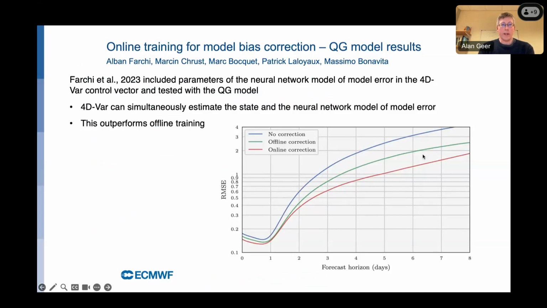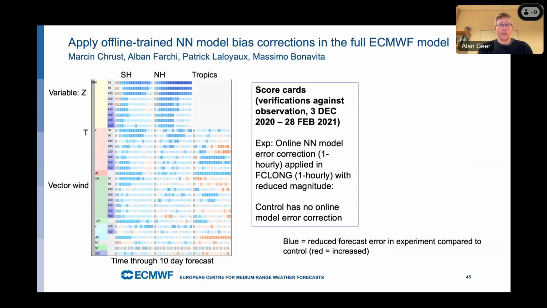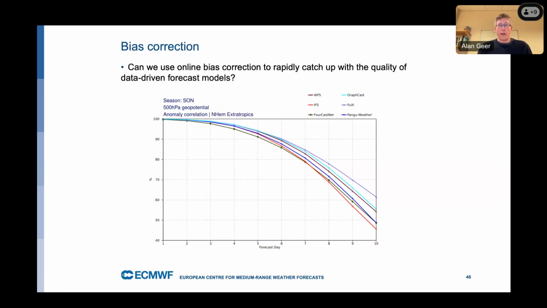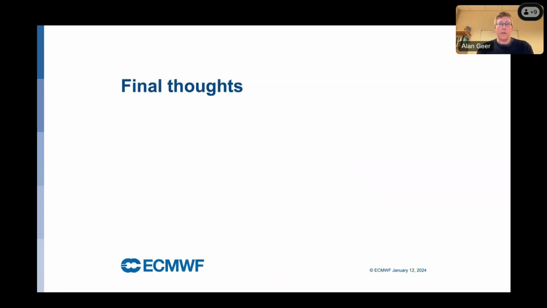So that's really promising. To give an illustration of the impact that could have on the full operational scale forecast model, this is our scorecard, applying an offline trained neural network bias correction for the full ECMWF system. And blue is really good. That means reduced errors. So this is really promising. And the point there is, can bias correction using online or offline neural network bias correction training start to pull the results of the physical model back towards the quality of the empirical models? That's really exciting.